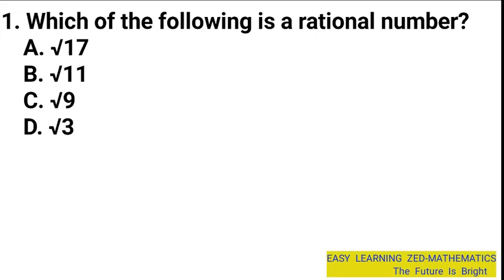Question 1 was, which of the following is a rational number? A rational number is a number that can be written as a fraction. In this question, the correct answer was C, the square root of 9. That was the answer, C.